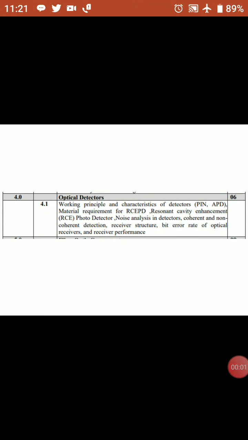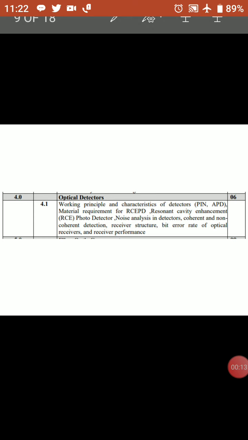Next chapter is optical detectors. In optical detectors, we have studied the optical sources, that is LED and laser. Now in this chapter we have to see the different principles of optical detectors: the working principle and characteristics of detectors. Two important detectors we have to find out, that is PIN and APD.